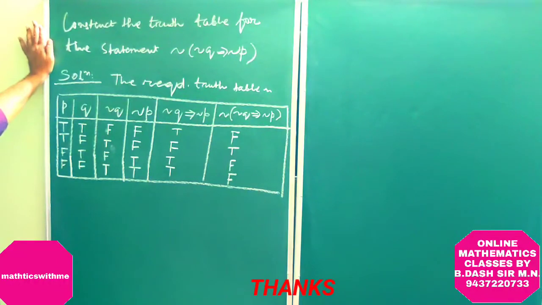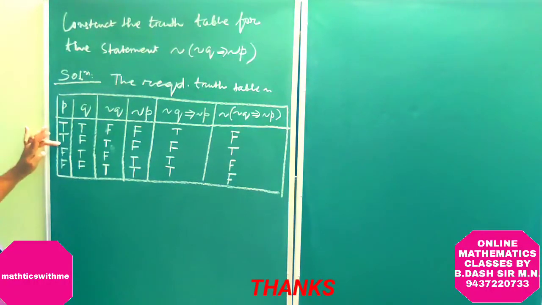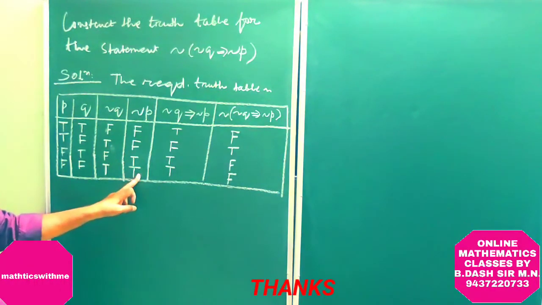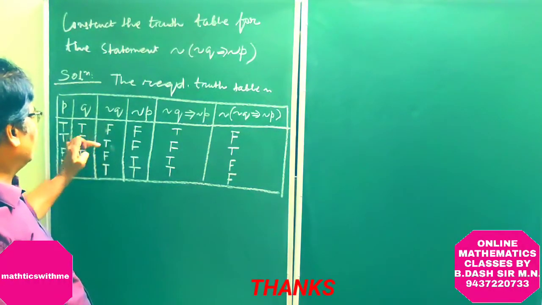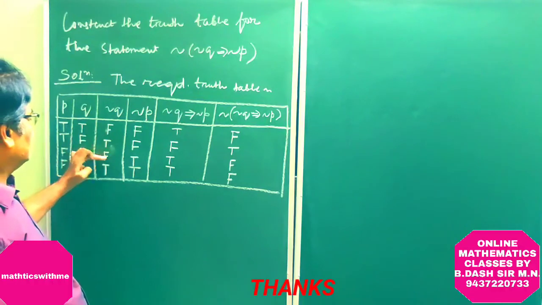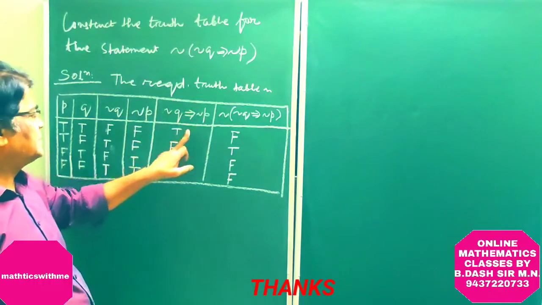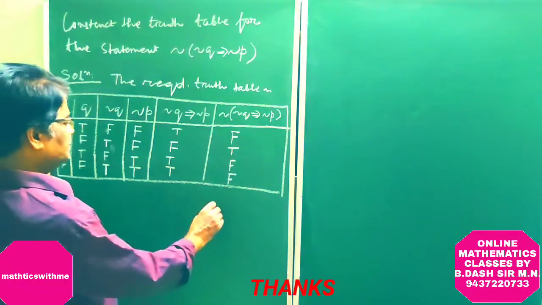So here we have to construct the truth table of negation of negation Q implies negation P. I have taken P as TTFF, Q is TFTF, then negation Q is FTFT, negation P is FFTT. Now negation Q implies negation P will be false in the TF case and true in other cases. Here it is true, true, true, and here it is false. The negation of this statement is FTFF. So that is the answer.